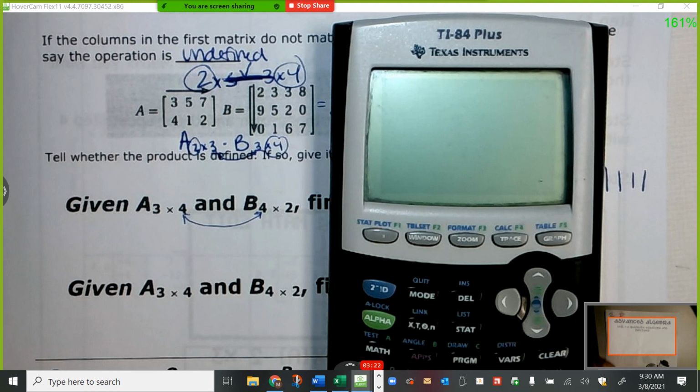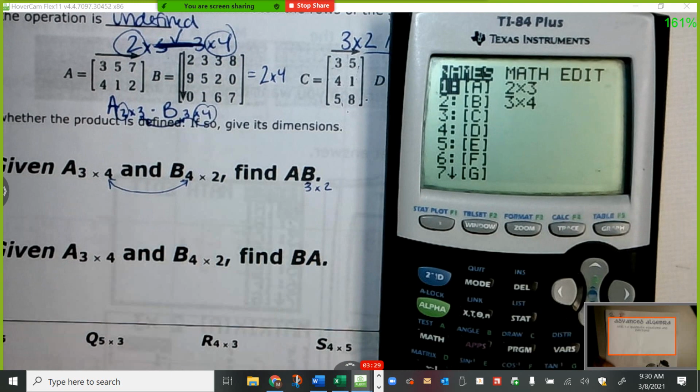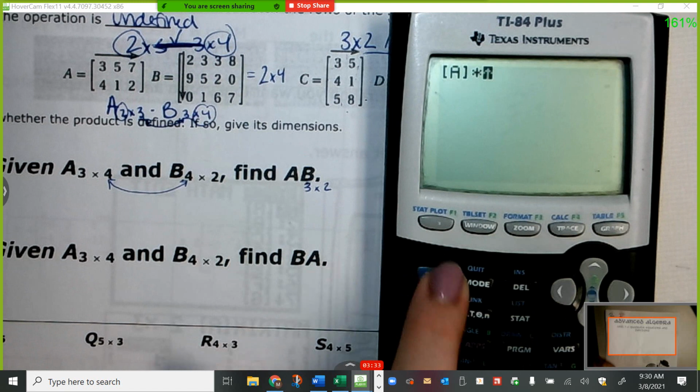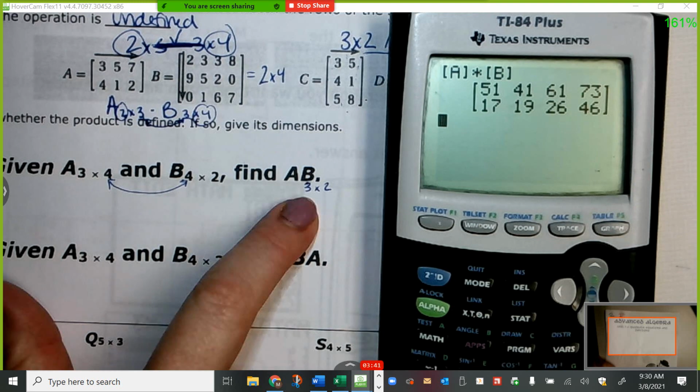Okay? So all I've done is put 2 of the matrices in there. So then when you hit second matrix, this is A times B. So I'm going to hit enter on A times second matrix. I'm going to go down to B and I'm going to press enter. Press enter. What's my answer? That's my answer. Is that a 3 by 2? No. What happened?